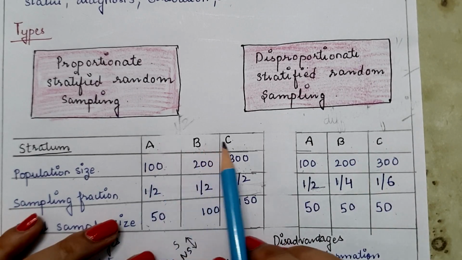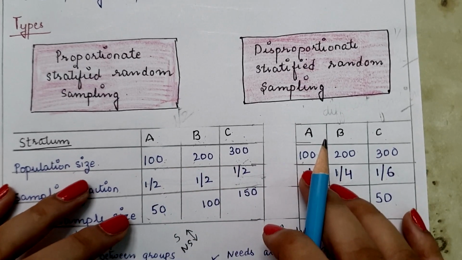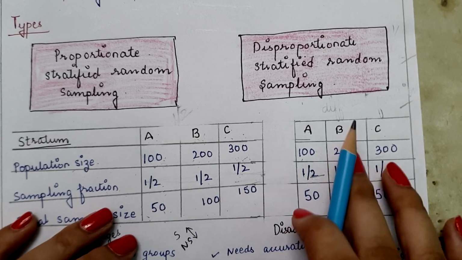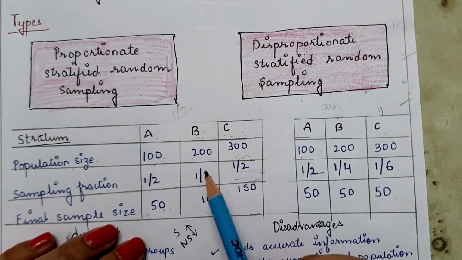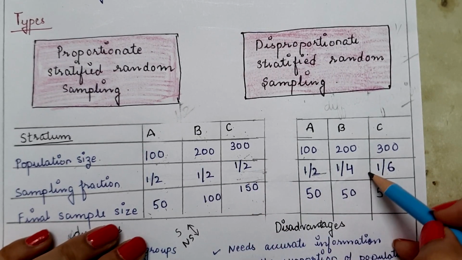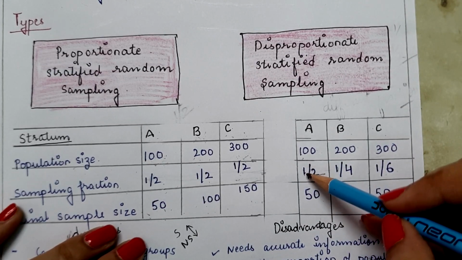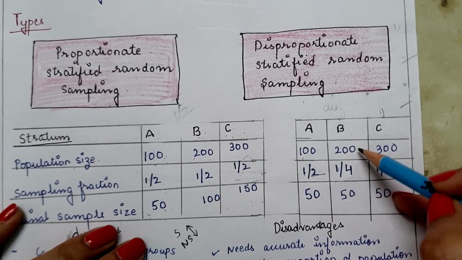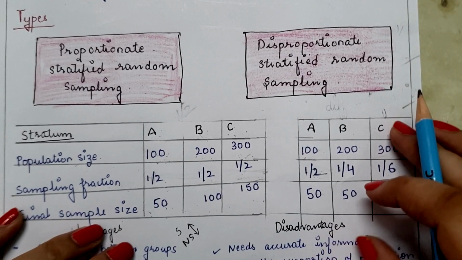As you can see, these are the different homogeneous groups, and the population size is different in all the homogeneous subgroups. In the proportionate type, the sampling fraction is the same over all the subgroups, as half of 100 is 50, half of 200 is 100, half of 300 is 150, while in the disproportionate type a different sampling fraction is applied. 1/2, that is half of 100 is 50, and 1/4 of 200 is 50, and 1/6 of 300 is 50. So these are two types.